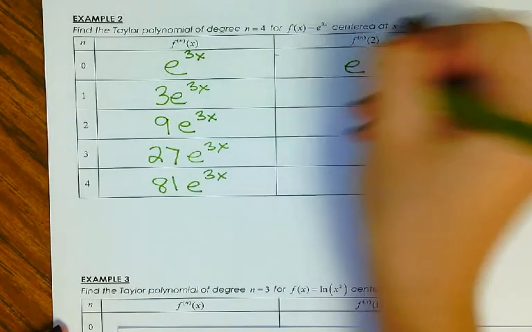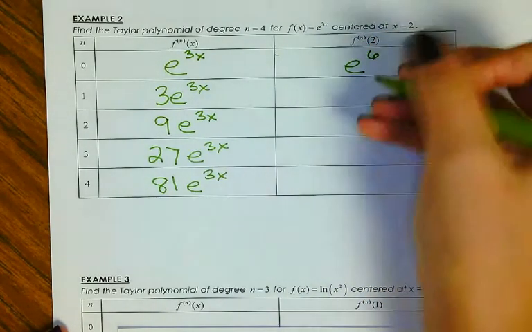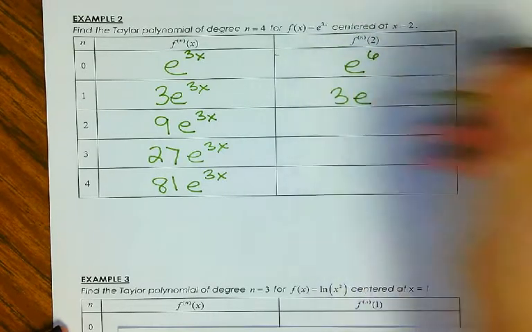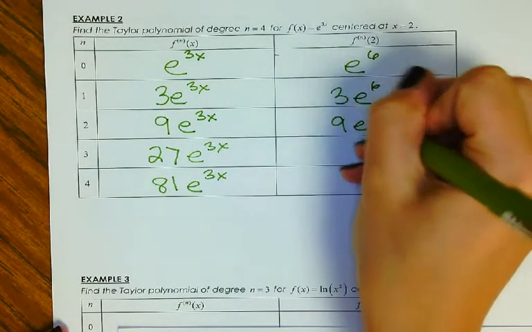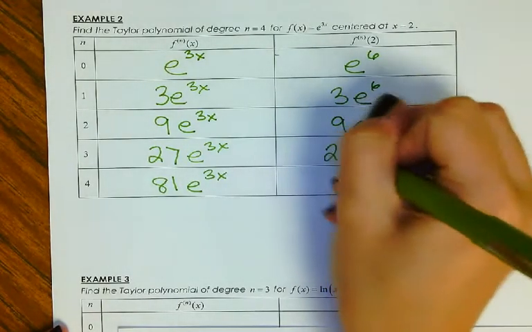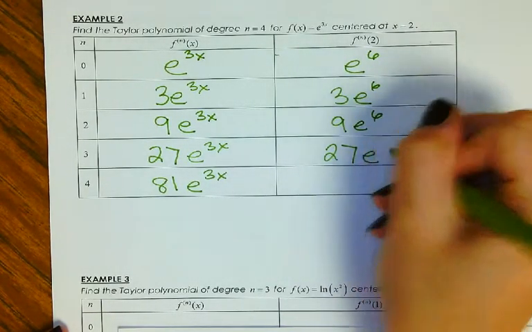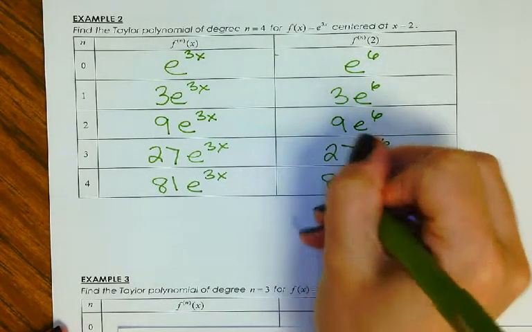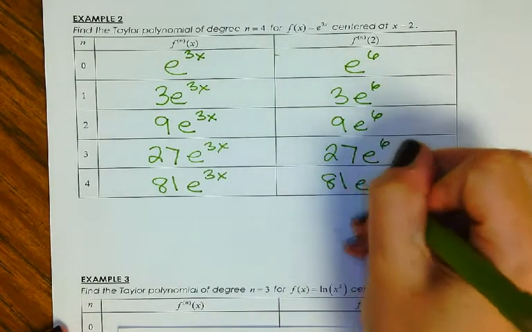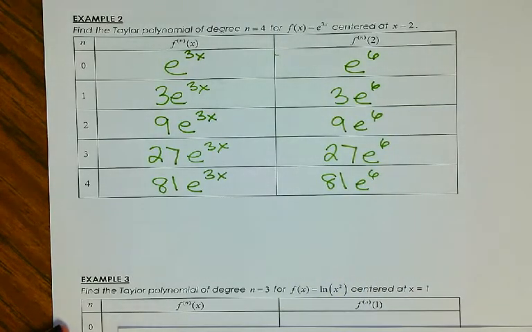So if I plug in x equals 2 there, I get e to the 6th power, and then I'd get 3e to the 6th, and so on and so forth, 9e to the 6th. I wouldn't necessarily take the time to do this huge table every time, but since we're just getting started with these, I would help you organize it.